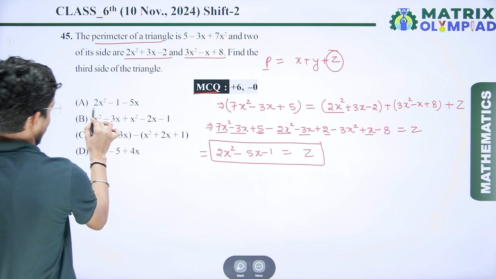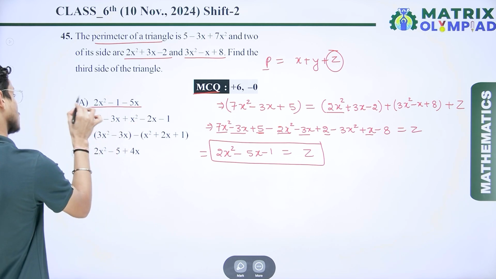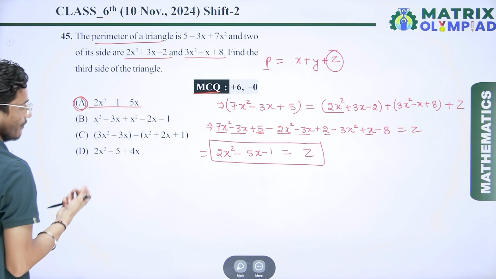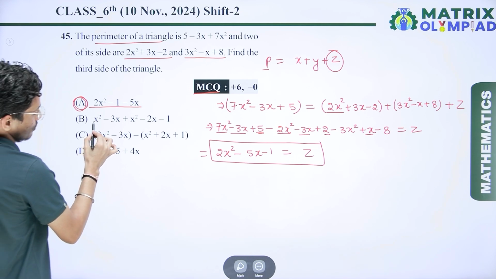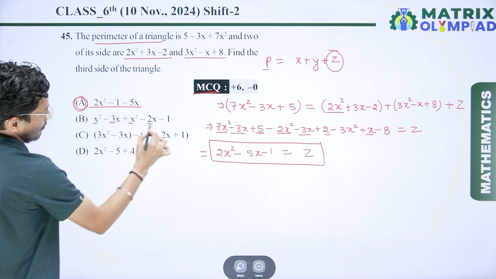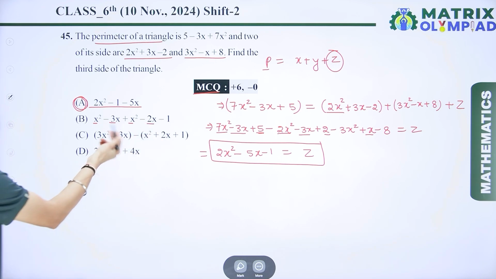So 2x square minus 1 minus 5x. It means option number A is correct. Here we have multiple correct answers. So if I talk about B, x square plus x square, we get 2x square, and 3x square minus 2x square, that is again minus 5x and minus 1.